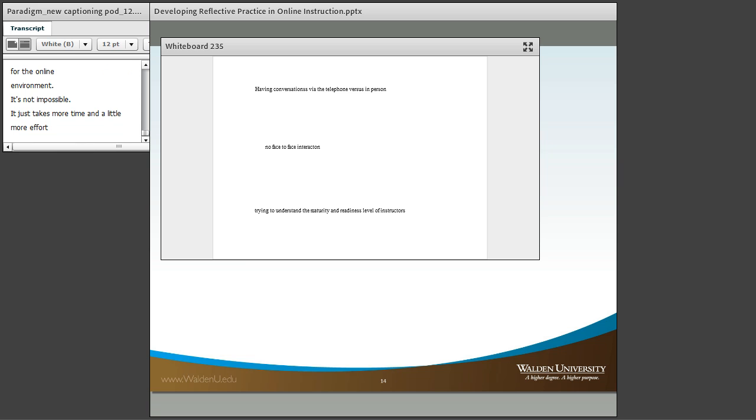Just as one interruption, if you're trying to type into the blackboard or whiteboard and you can't, try clicking on the letter T first, and that should enable you to type.